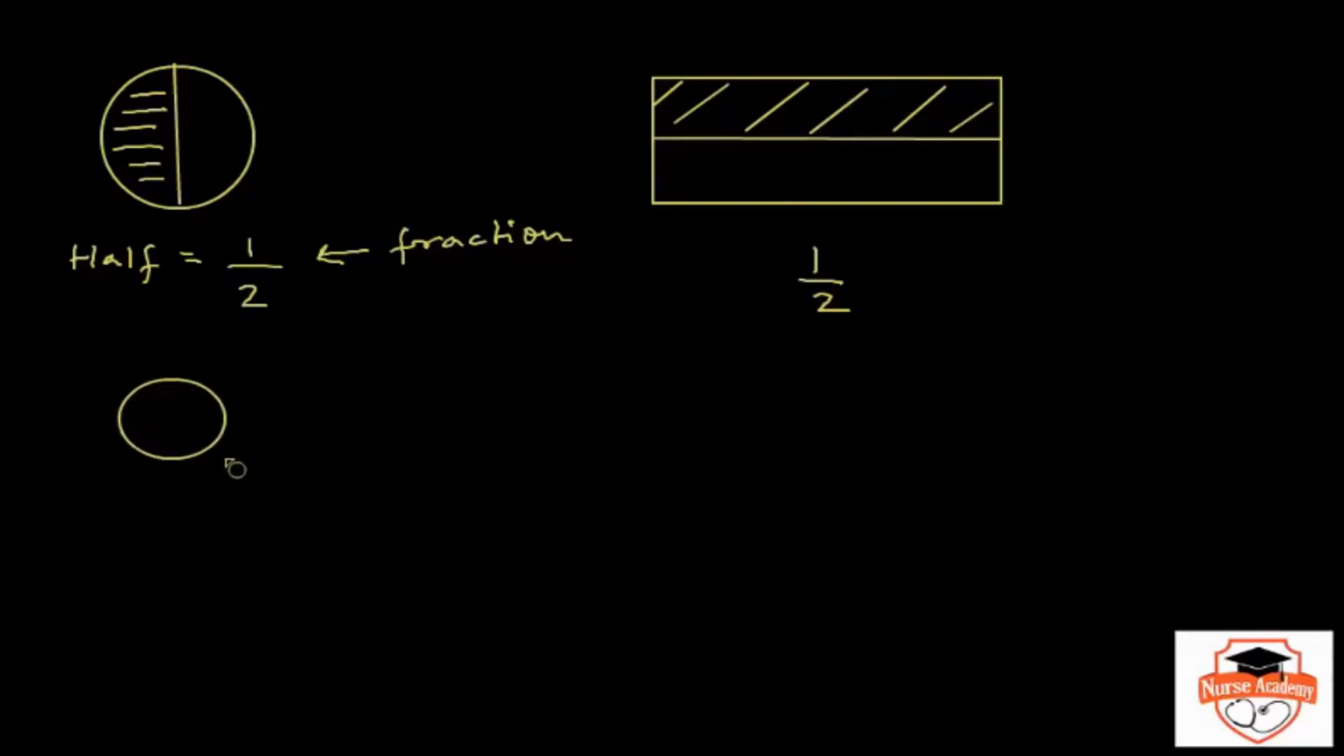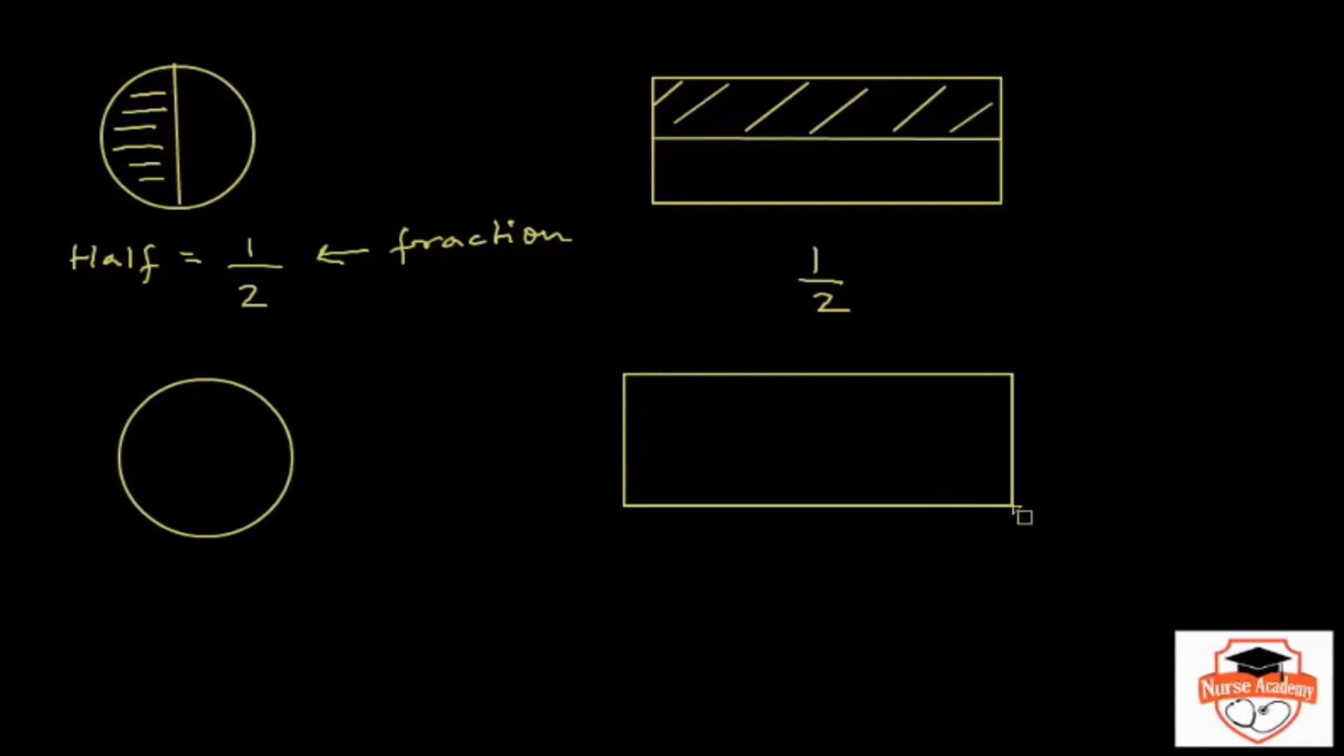Let's do one more. We have another circle and we have another rectangle, and this time we want to shade 3 parts out of a total of 4, meaning 3/4 of the whole. So our first job is to cut the whole into 4 equal pieces. Let's go ahead and do that. And this is the best way to do it. Cut a circle into 4 equal pieces. And then we need to shade 3 out of those 4 pieces.